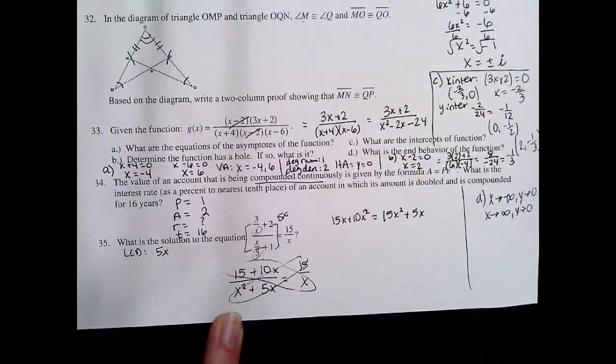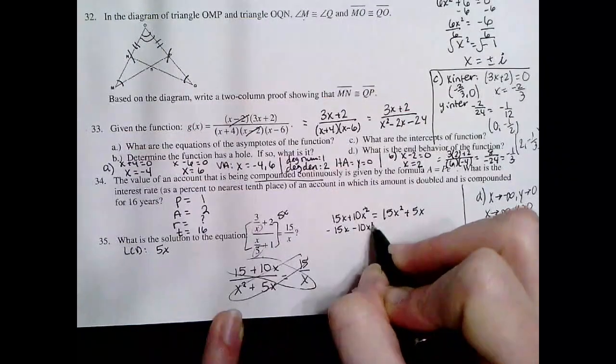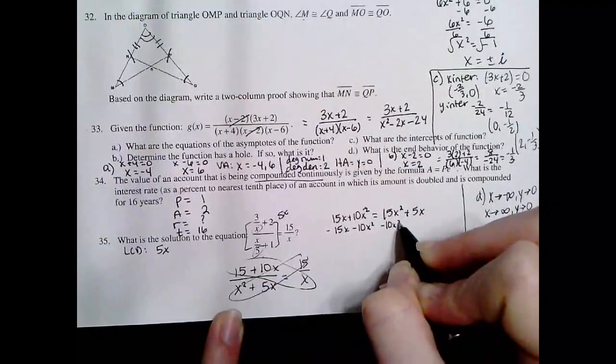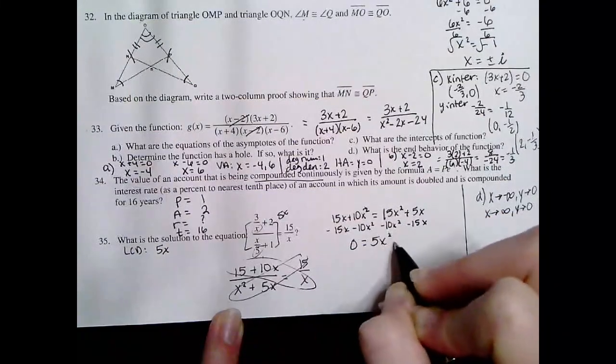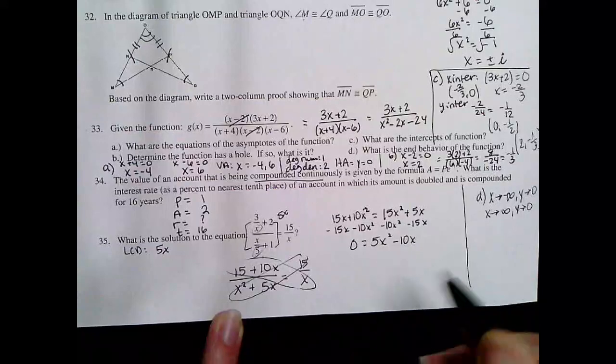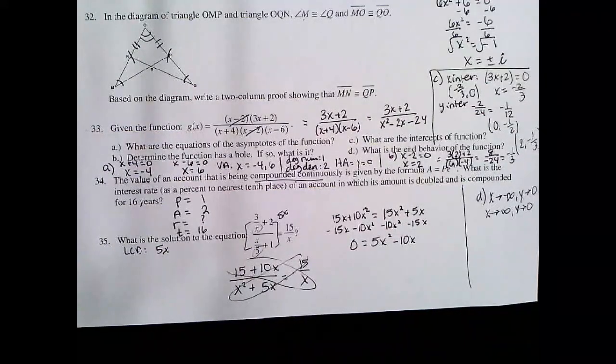So I'm going to take away the 15x and the 10x squared, minus 10x squared minus 15x. I get 0 equals 5x squared minus 10x. Let's take out a GCF. Sorry, I just checked my answer key to make sure I'm on the same track. What did I mess up?